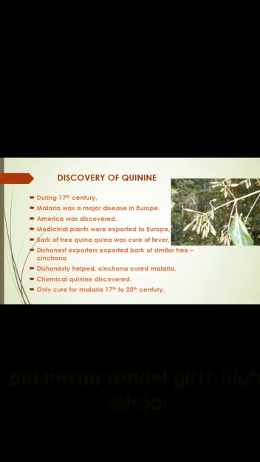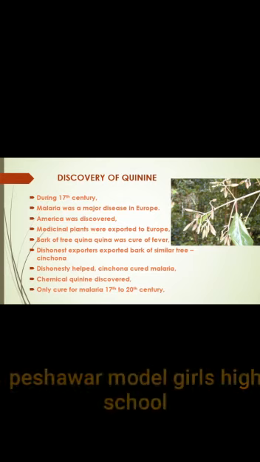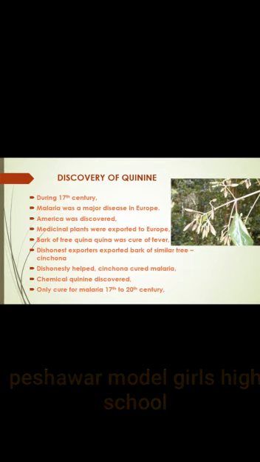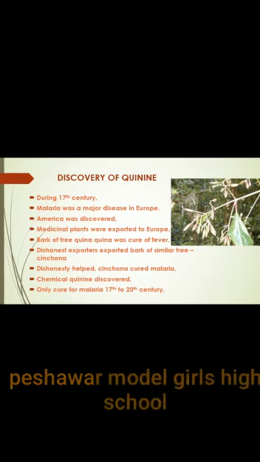But there were some dishonest exporters in America. They replaced the bark of Cana cana with the bark of another tree, the tree named cinchona. So they started to sell cinchona in place of Cana cana. People of Europe found that the cinchona tree was even better than Cana cana for curing malaria. After that, it was discovered that there is a chemical substance present in cinchona bark which worked for curing malaria. The substance was called quinine, which was the only cure for malaria from the 17th to the 20th century.